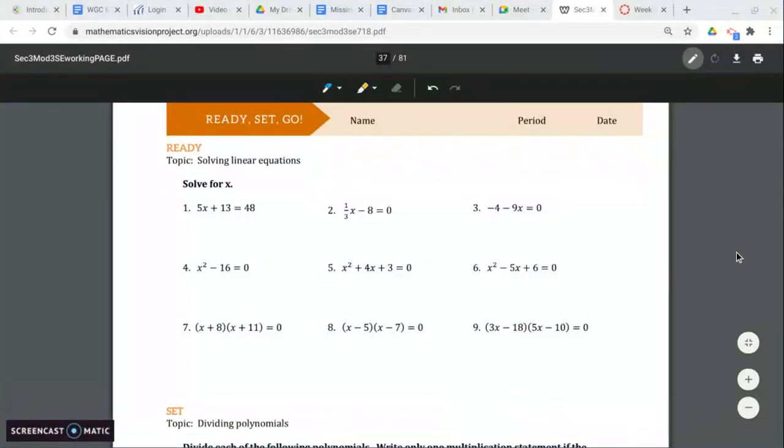All right, so what we're looking at here first is solving the linear equations. They aren't all actually linear, despite the fact that it calls them linear. So keep that in mind as we're solving. On number 2, we want to take and add the 8 over. So we'd have 1/3 x equals 8. To get rid of the 1/3, we need to multiply by 3. So x equals 24. So for 1, 2, and 3, it's just a simple linear equation.